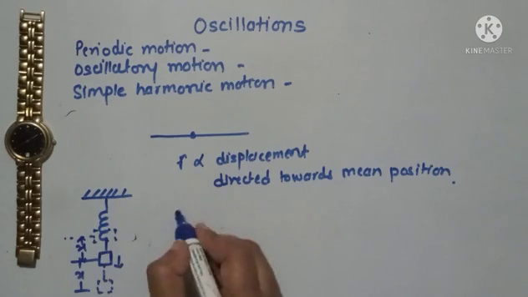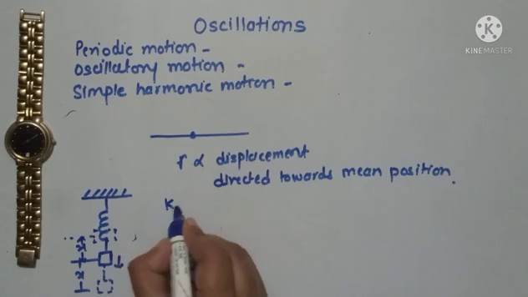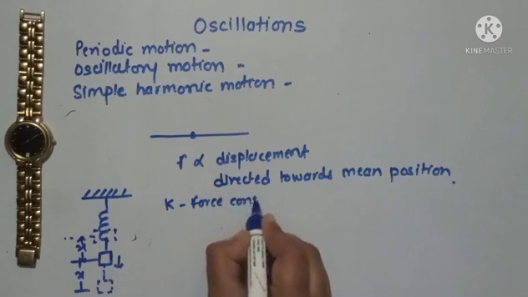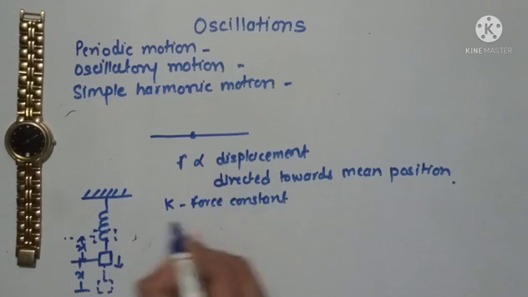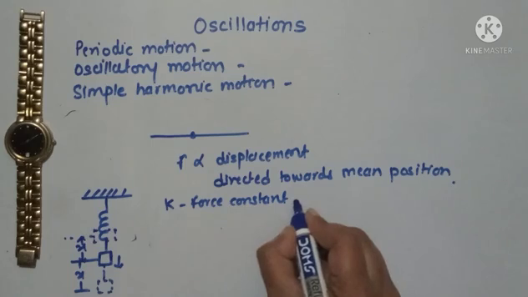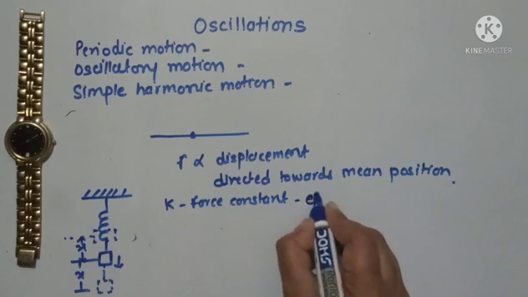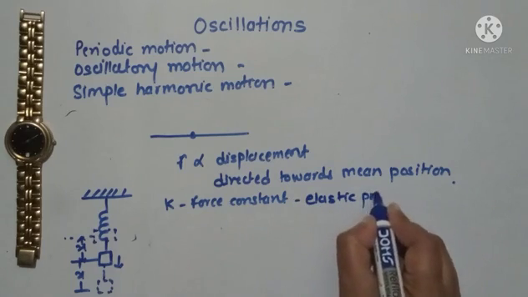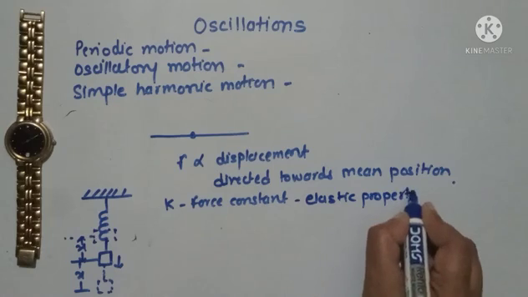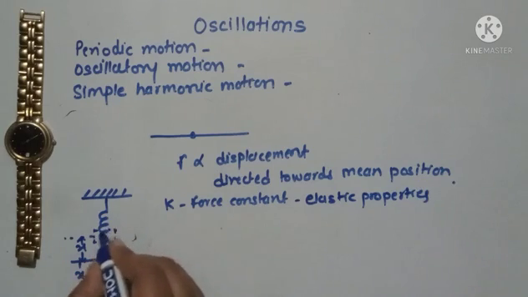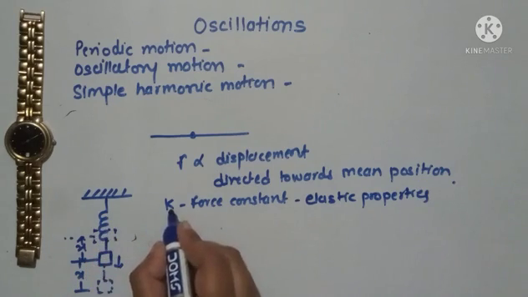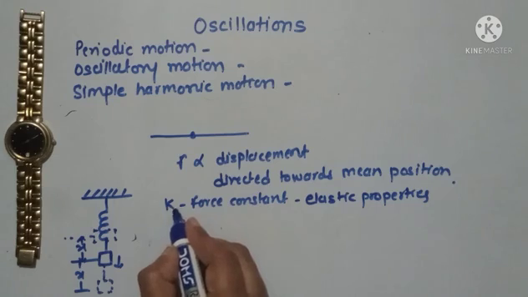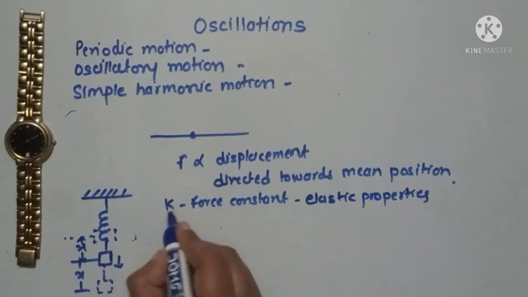Okay, so the restoring force. Now let k be the force constant. This force constant is dependent on the elastic properties of the material of the spring. As the elastic properties are more, the force constant will be more. The more elastic the material, the more the force constant.